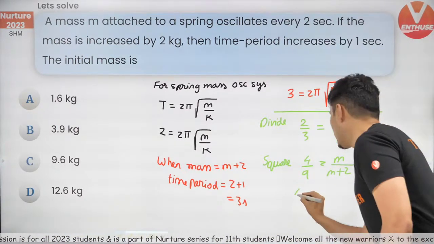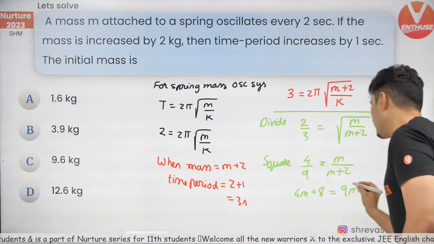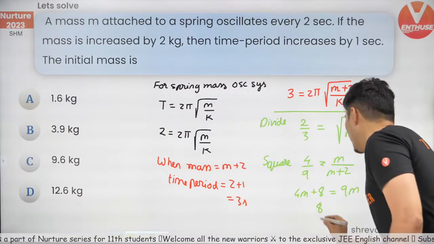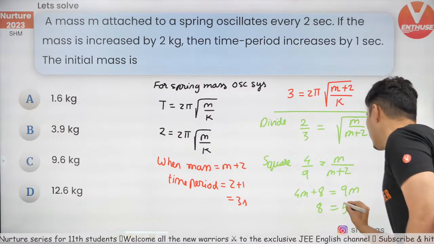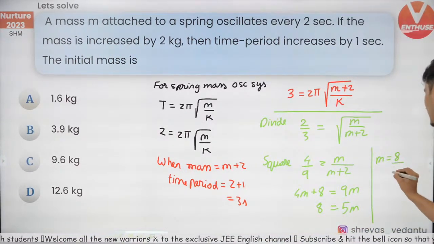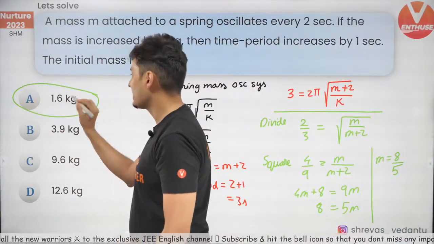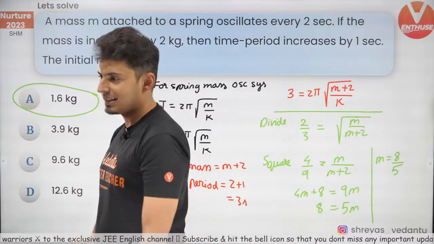Right? Cross multiply. So 4m plus 8 is equal to 9m. Correct? So therefore 8 is equal to 5m. That means m is equal to 8 divided by 5. 8 by 5 is nothing but 1.6 kg. That's it. That's the answer.